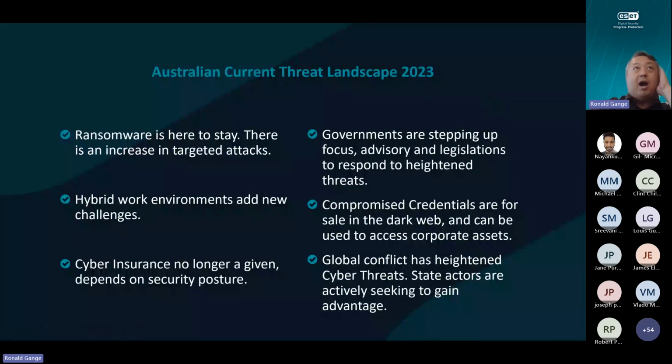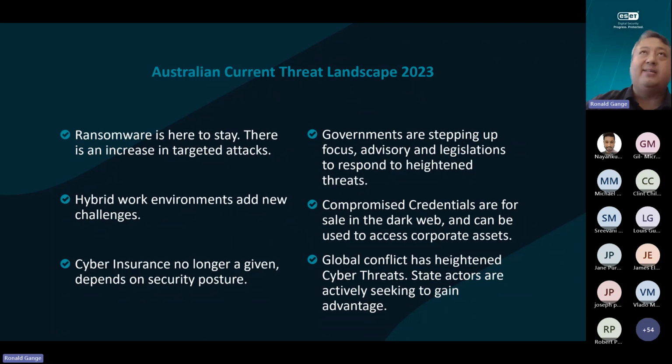And so for me, I want to have a look again at the current threat landscape and then move towards ESET and what we provide as solutions. So very briefly, ransomware is here to stay. There's an increase in targeted attacks. Hybrid work environments have changed the game, especially in terms of what the perimeter of the organization is, and also enhance the importance of endpoint security. Just having a firewall doesn't solve all your cybersecurity problems anymore.